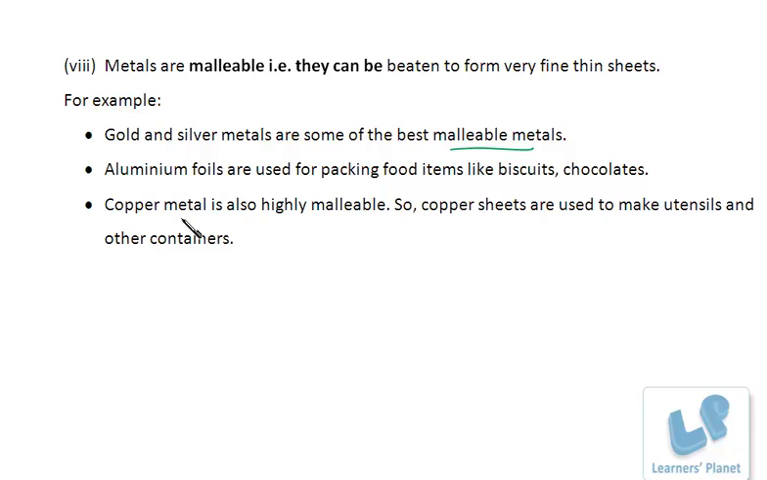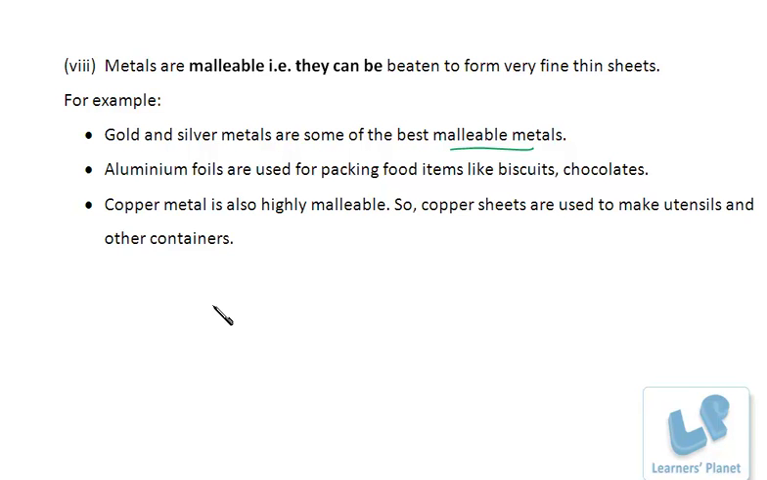Then the copper metal is also highly malleable. So copper sheets are used to make utensils and other containers. So metals have this very unique property of malleability. That is, they can be beaten into fine, thin sheets.